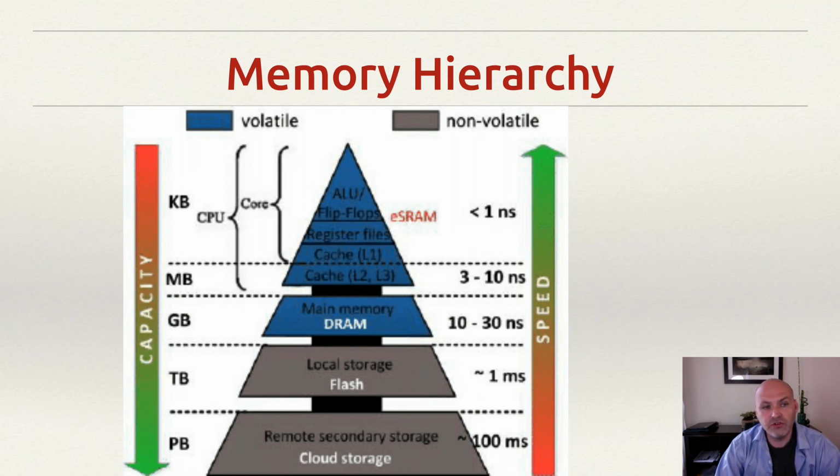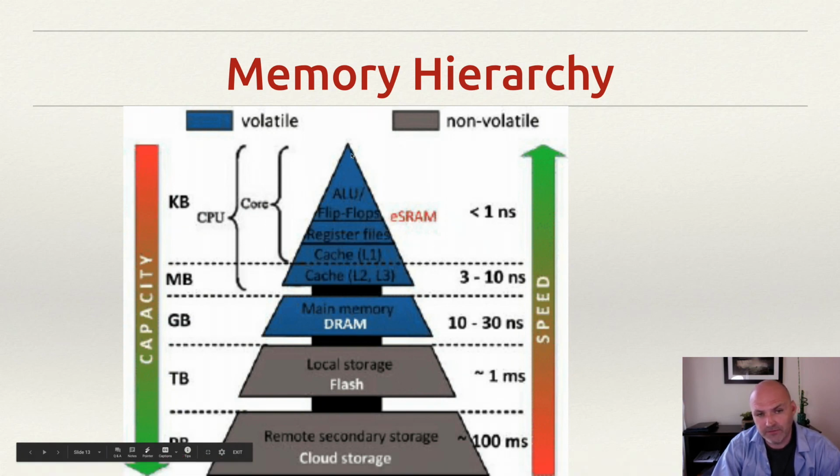So this is usually represented as a triangle where, going up the memory here, you have higher speeds. So at the top, you're looking at the fastest memory, and at the bottom, you're looking at the slowest memory. But you also have the opposite with the capacity. So at the top, you have the smallest memory, and at the bottom, you have the largest amount of memory available to you.